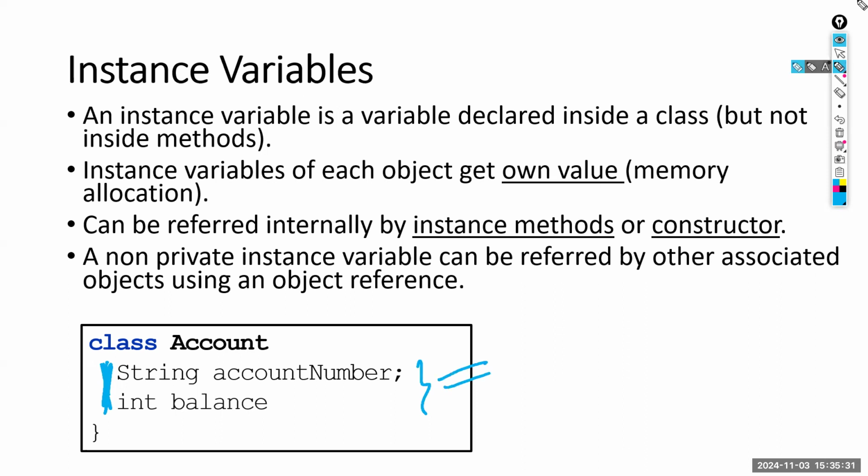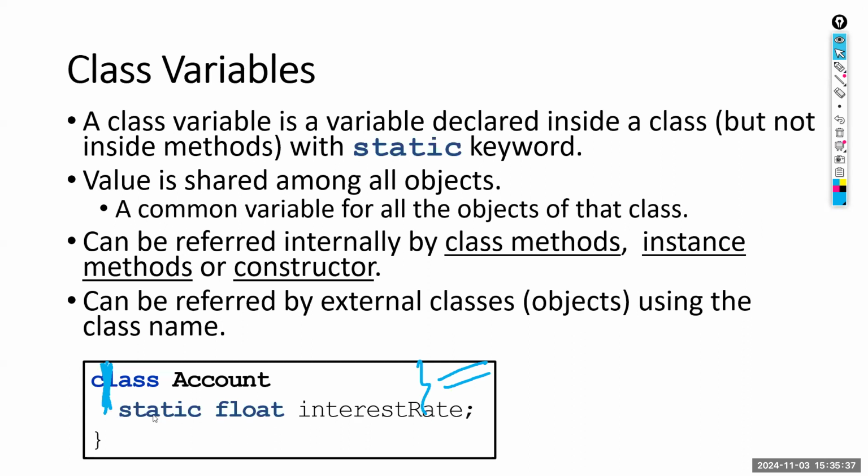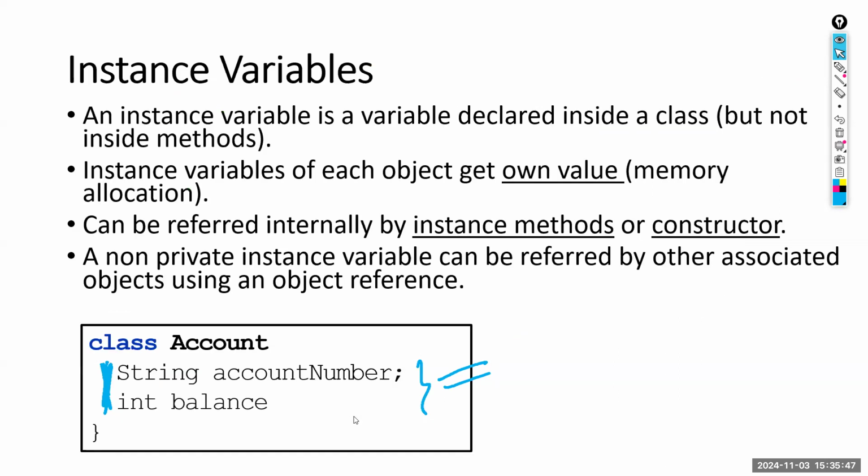And if you have variables inside your class with the static keyword, like this, that is a class variable or static variable. So there is a difference between an instance variable and a class or static variable. Okay, so how do you decide whether you want to make your attribute an instance variable or a class variable?